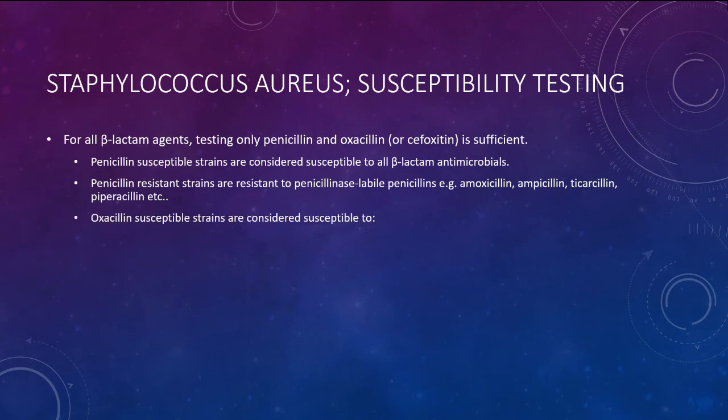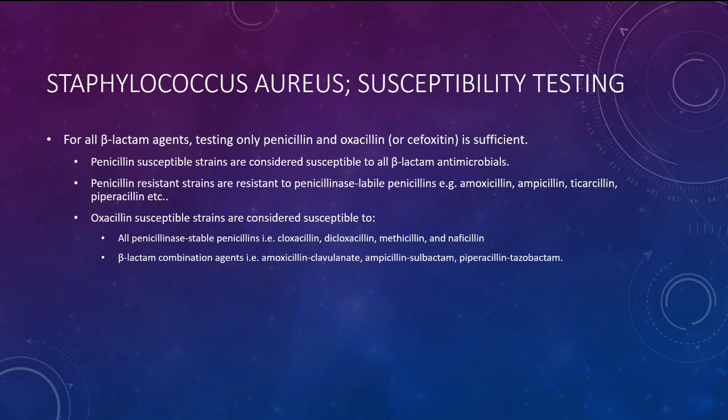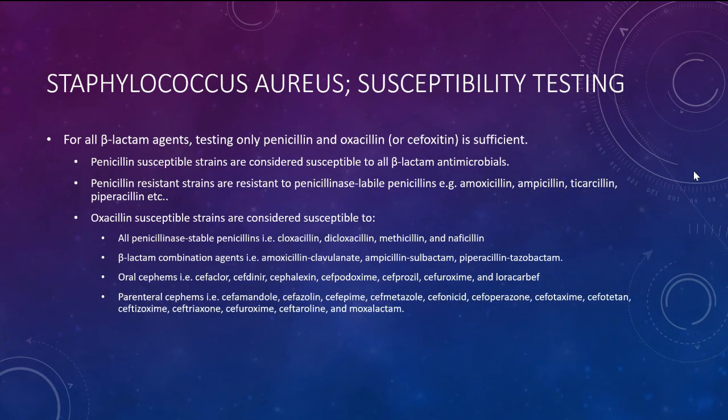Alright, moving on to the oxacillin. If we test oxacillin and we find that the Staph aureus is sensitive to oxacillin, we can reliably predict that this Staph aureus is going to be sensitive to cloxacillin, dicloxacillin, methicillin, nafcillin, and all beta-lactam combination agents, for example, amoxiclav, ampicillin sulbactam, piperacillin tazobactam, all the oral cephems, for example, cefaclor, and parenteral cephems, for example, ceftriaxone, cefotaxime, and carbapenems, doripenem, ertapenem, imipenem, and meropenem.